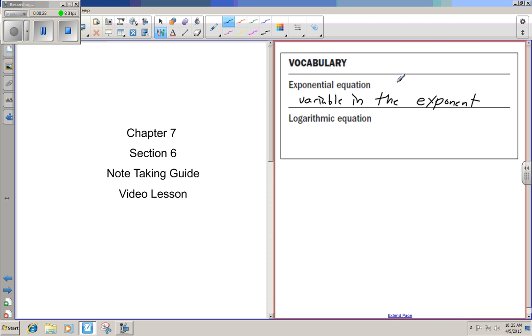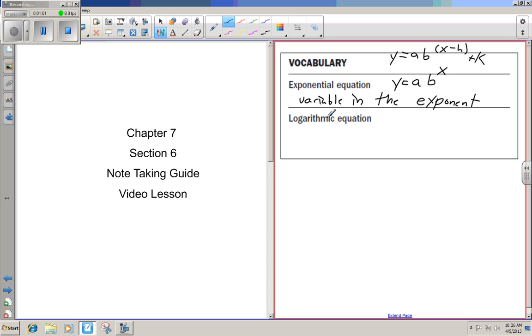For an exponential equation, the parent function is y equals a b to the x. And I think in previous sections we've talked about the child function looking like this. Basically, you have a variable. Now, it might be one variable and some numbers or subtraction or multiplication. As long as the variable's in the exponent, it's an exponential equation.